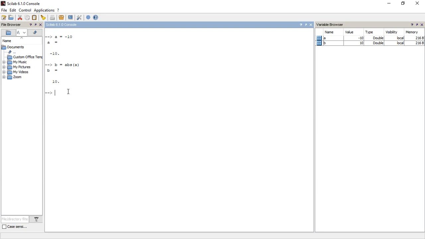Now I'm going to assign the value a = 4. Now the square root of 4, we already know, is 2. Simply sqrt of a, and then click enter. Now see here, the square root of 4 is 2. That is the second expression.